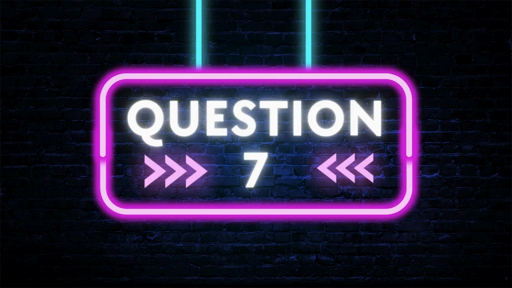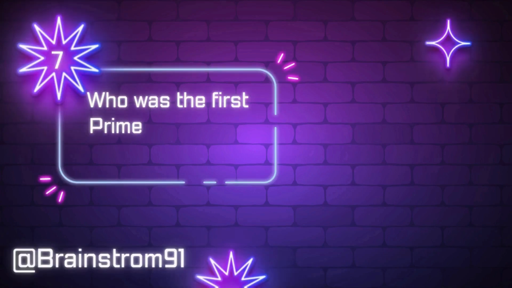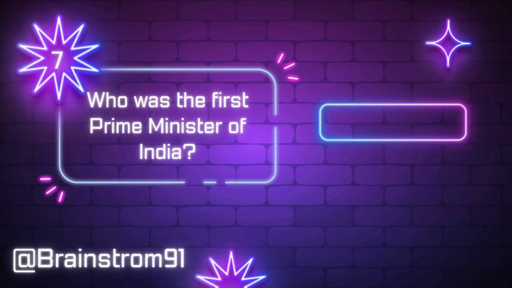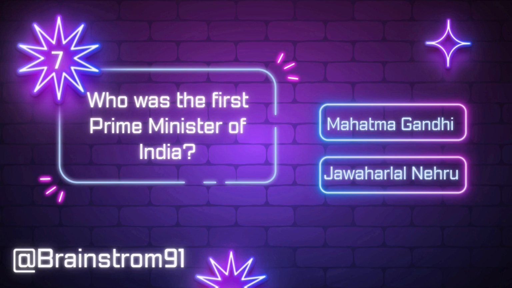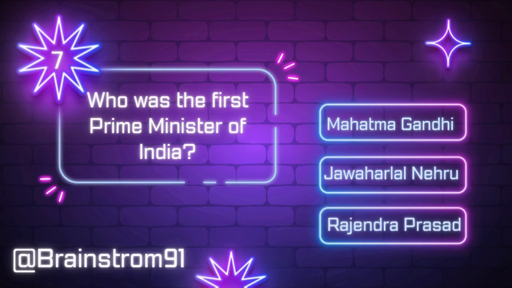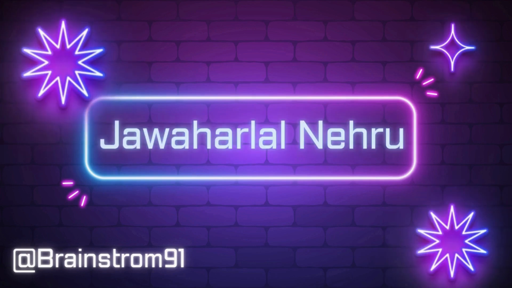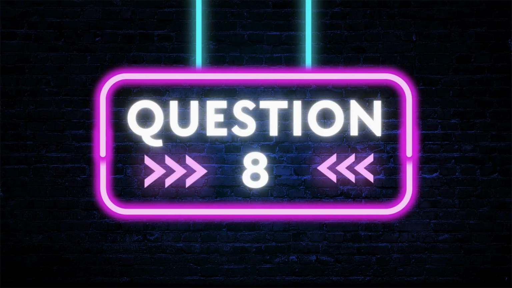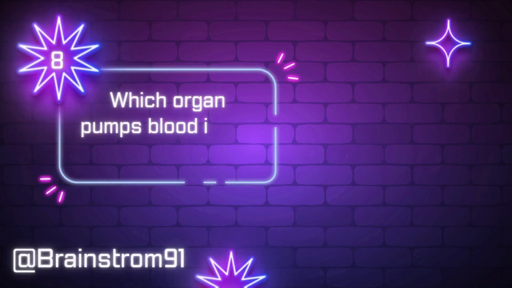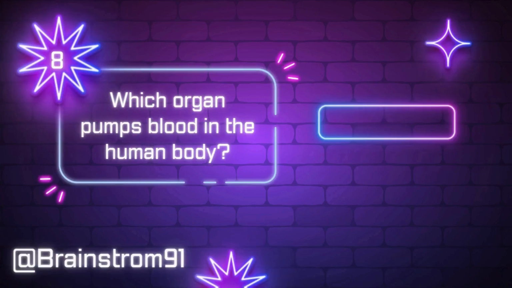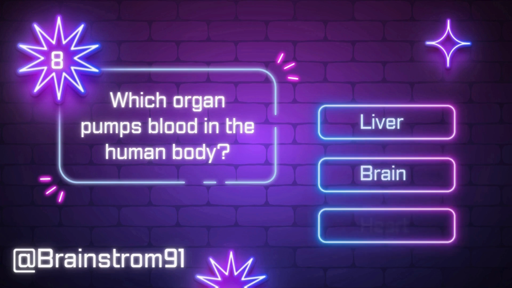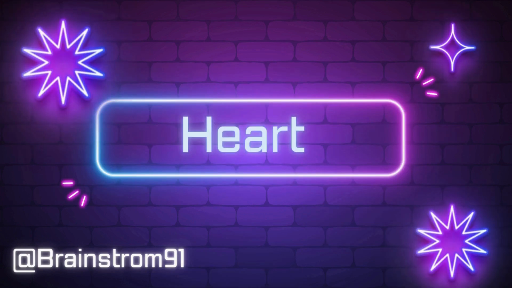Get ready for question 7. Who was the first Prime Minister of India? Mahatma Gandhi, Jawaharlal Nehru, Dr. Rajendra Prasad. Answer: Jawaharlal Nehru. Let's move to question 8. Which organ pumps blood in the human body? Liver, brain, heart. Answer: heart.